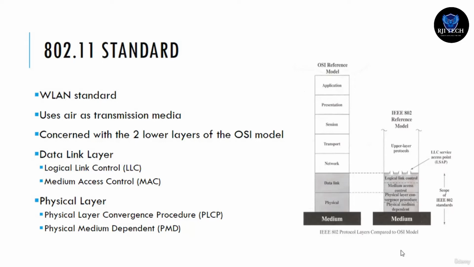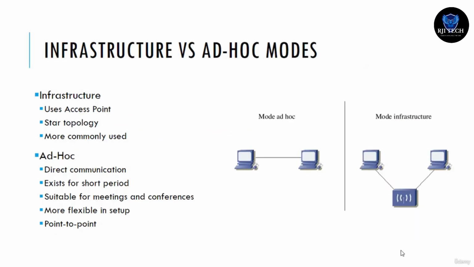And the physical layer is also divided into two sublayers. One of them is called the physical layer convergence procedure, PLCP. The other is the physical medium dependent, PMD layer. So we have in this diagram this division to the data link and physical layer according to the Wi-Fi standard.